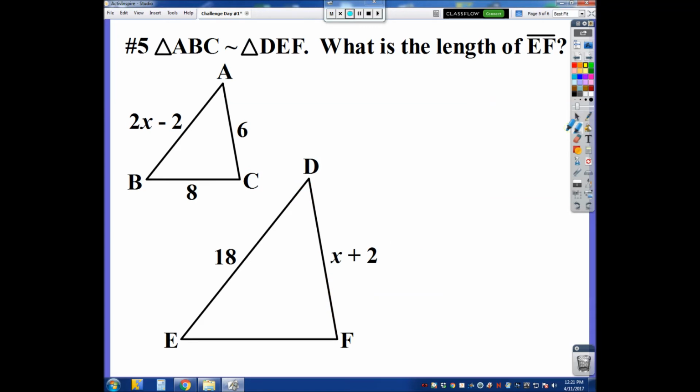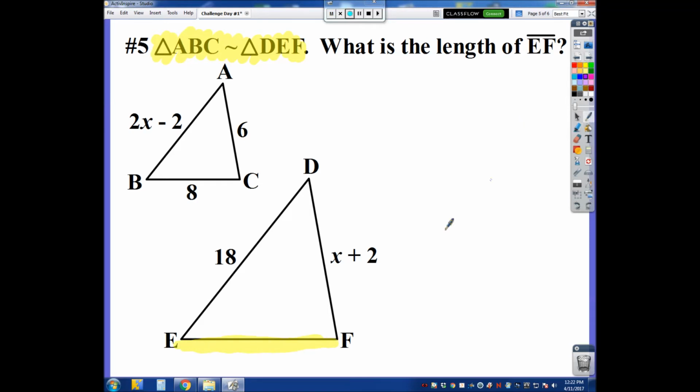Number 5. From the beginning, we are told that these triangles are in fact similar to each other. So we don't have to first verify that they are. They just are. Take my word for it. So this says, what is the length of EF? And EF is the bottom of our bigger triangle.